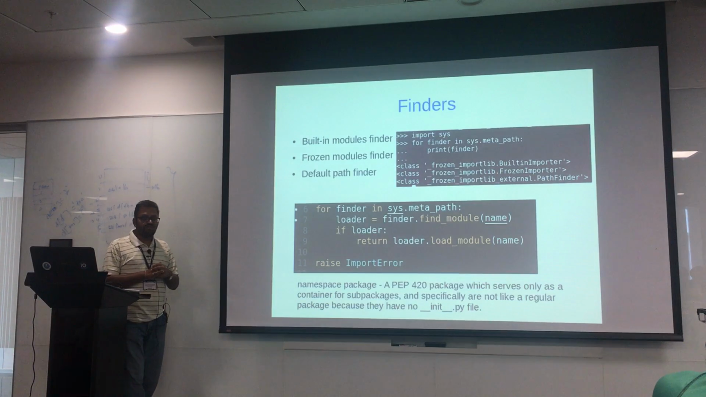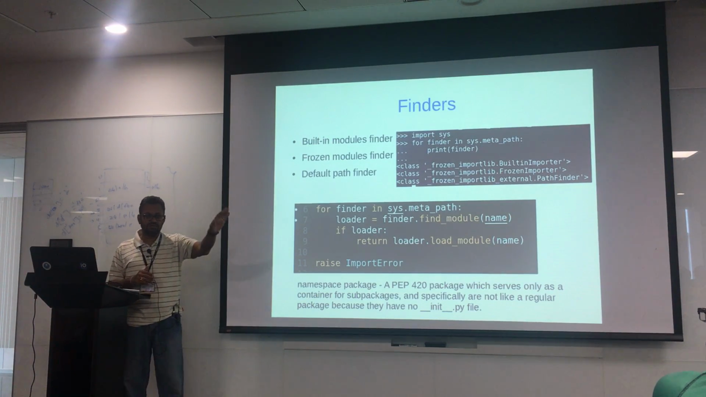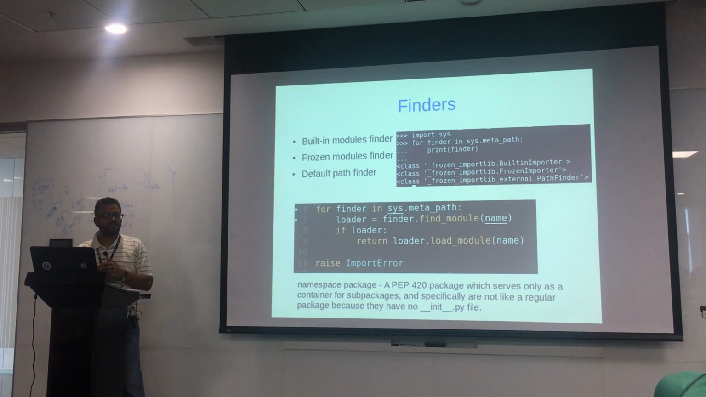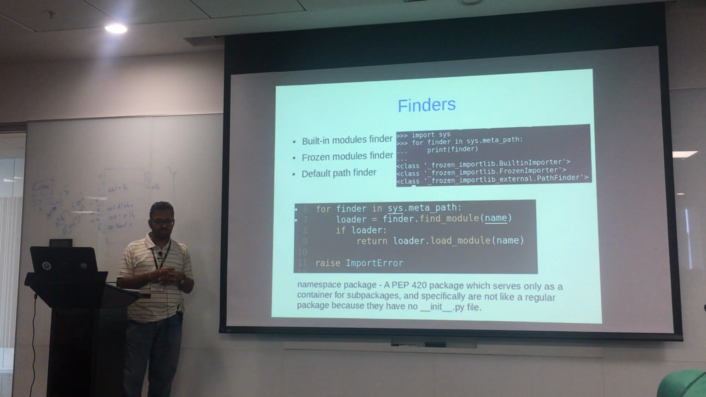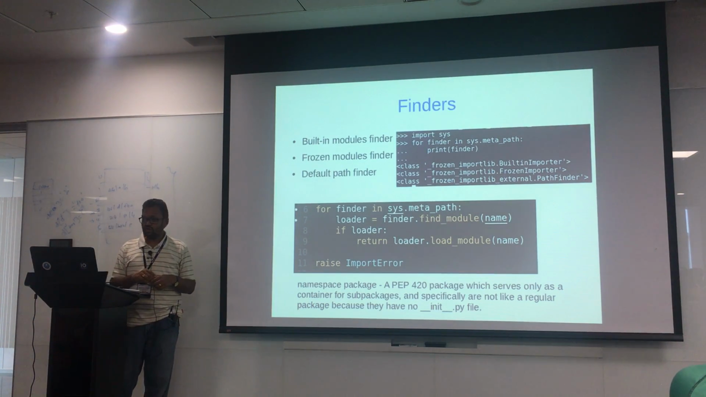Okay, next one is on the finders. So the first step is when you import it, it looks in the cache, it's not found there, then it comes back into the sys.meta_path. Sys.meta_path is nothing but a list of finders. So there are 3 types of finders: built-in modules, frozen modules, and then the default path finder.